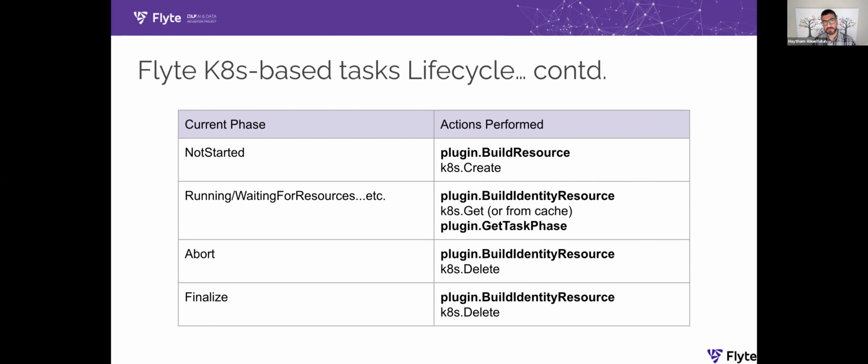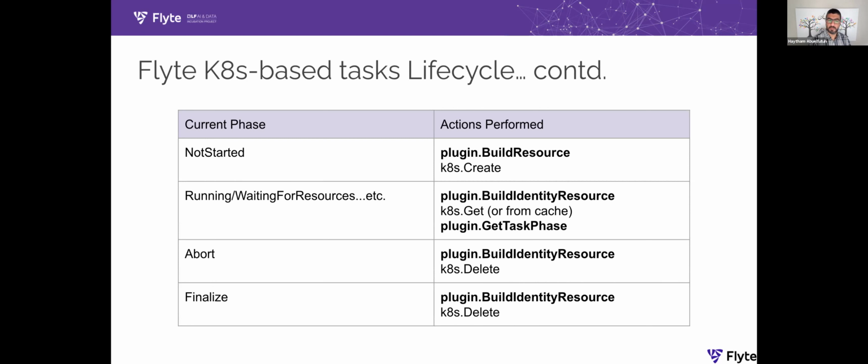We start off with, we haven't started yet, right? It's the first time we see the node. The base implementation will then call your plugin to say, build me the resource. Here's the task template that the SDK serialized. Build it into some Kubernetes objects that you want me to persist. And then the base implementation is the one that will call K8s create. So it's the one that will make the Kube API call to persist this object in etcd, and then the corresponding operator will pick it up, and so on.